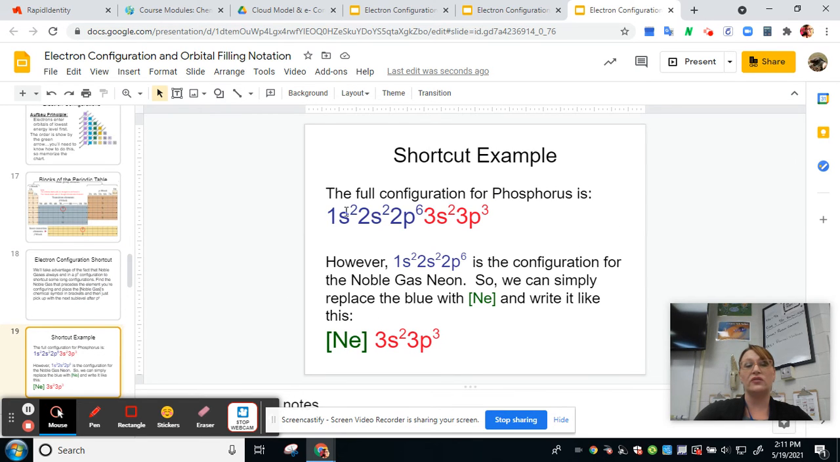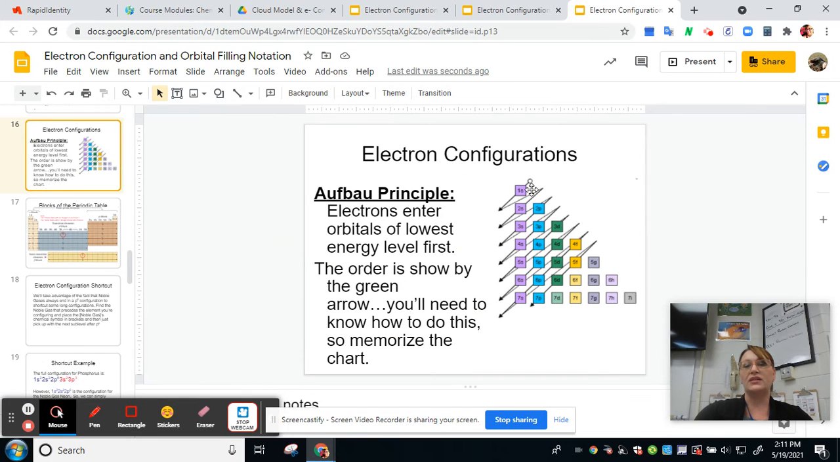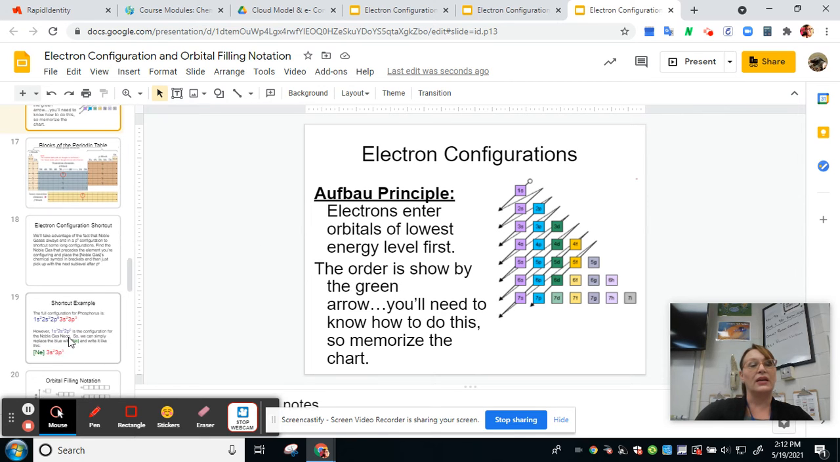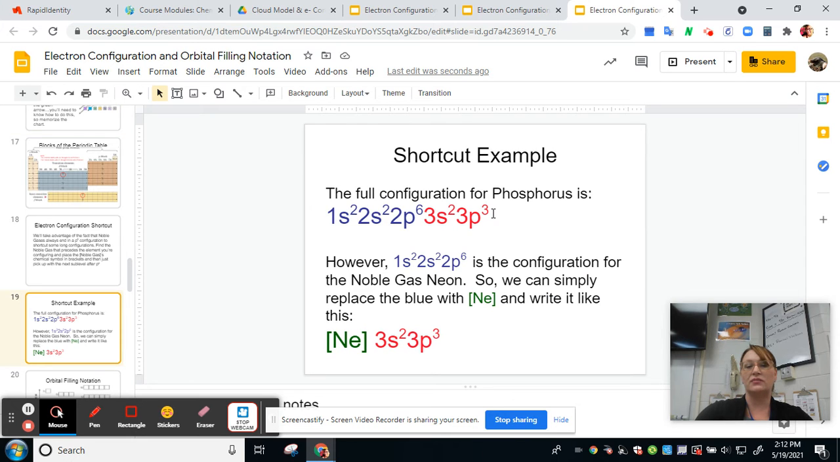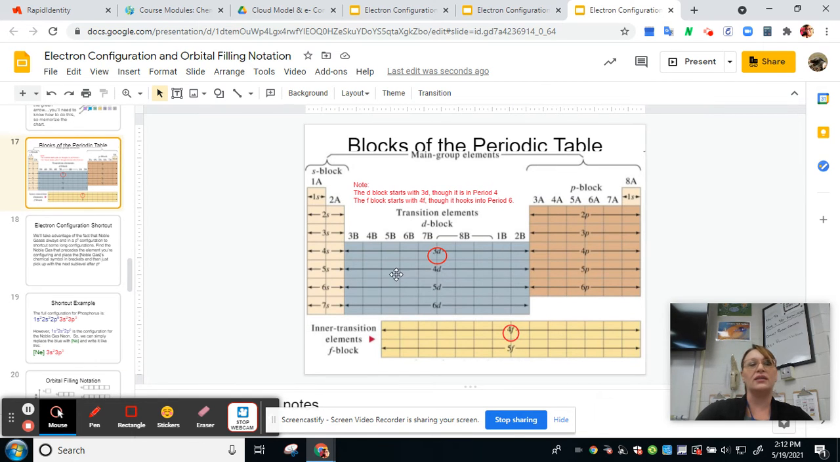The full configuration for phosphorus would end with 3p3. I'm following these little arrows. 1s2 can hold 2 electrons, 2s can hold 2 electrons, 2p can hold 6, 3s can hold 2 electrons. Remember, s orbitals can only hold 2. When I get back up to 3p, it won't be full. It'll only need 3 electrons. P's are full with 6, but this is full with 3. So the stuff in blue, all the way up to 2p6, is actually the configuration of the noble gas that comes before phosphorus.